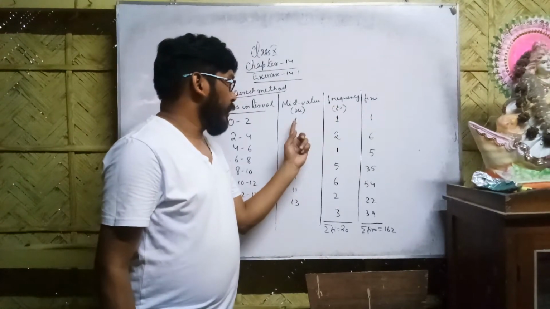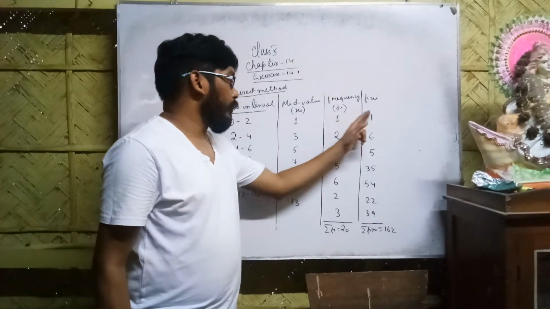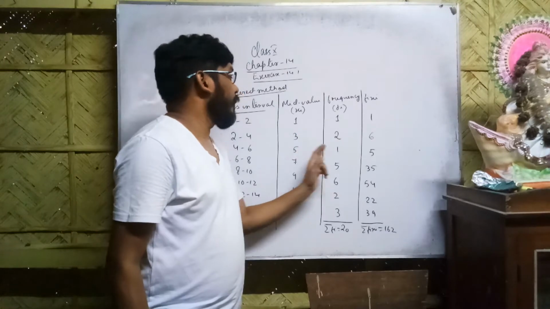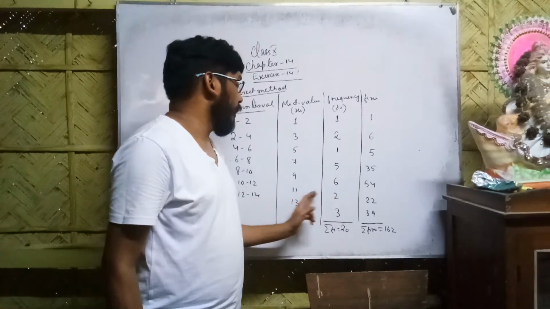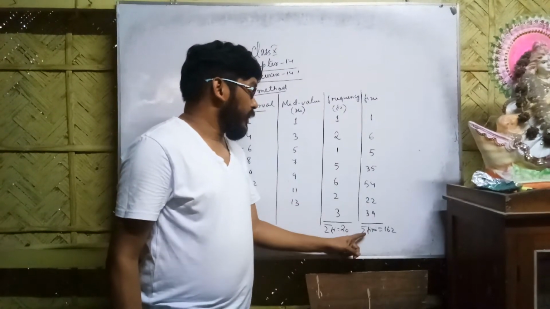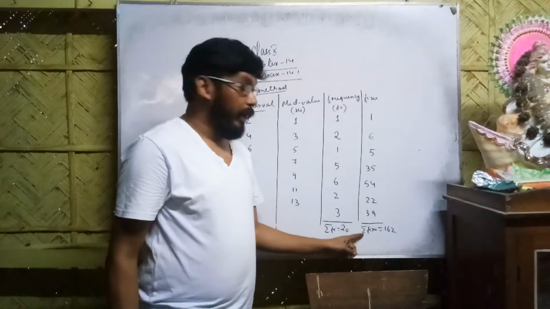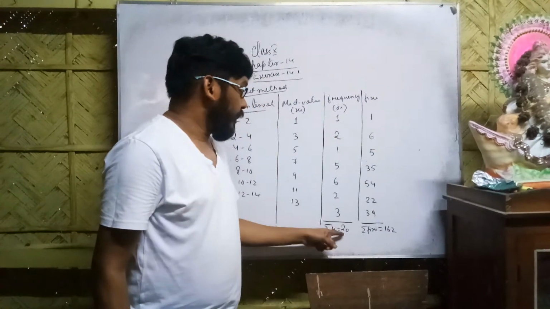So here the frequency. 1 into 1 is 1. Fi xi means fi into xi. 1 into 1, 1. 3 into 2, 6. 5 into 1, 5. 7 into 5, 35. 9 into 6, 54. 11 into 2, 22. 13 into 3, 39. I have done addition. This is the sign sigma, which is what we will do. We will do summation of this. It is 162 and here it is fi.